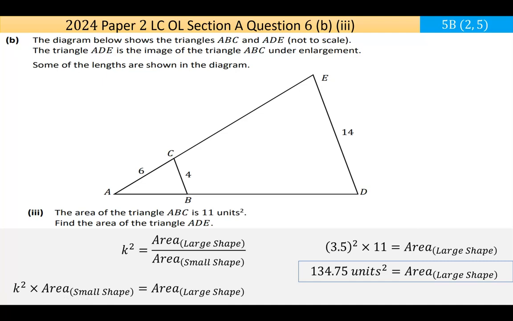The scale factor squared is equal to the area of the large shape divided by the area of the small shape. Now we know the scale factor is 3.5 and we know the area of the small shape. If we rearrange that, bring the area of the small shape over, it's divided on the right, so it'll be multiplied when it moves over to the left. You end up with k squared times the area of the small shape, which we were given, is equal to what we're looking for. So 3.5 squared times 11 is equal to our area. Put that through the calculator, you get 134.75, and that's it.